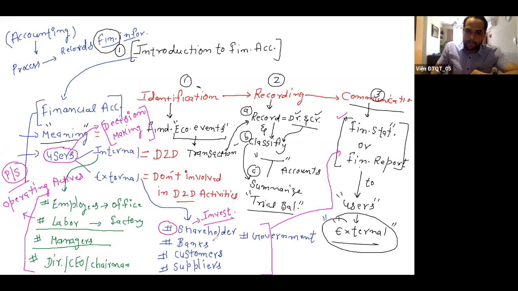Next one is banks. What kind of decisions do banks have to make? Banks provide finance. Banks lend us money, right? So whether banks should lend money to a company or not, that decision banks have to make, right? So lending decisions. They read company financial information and then they decide, yes, we will lend money or we will not lend money, right?